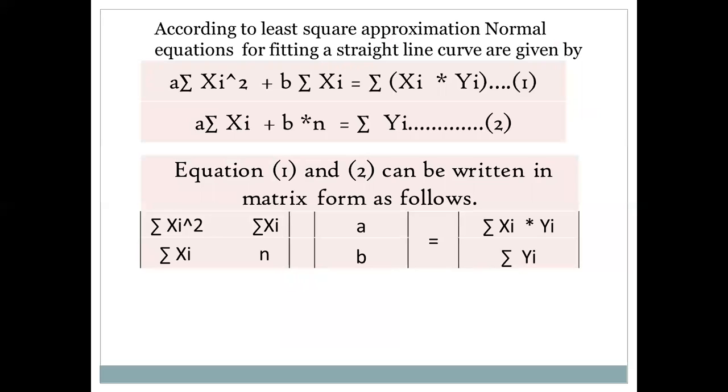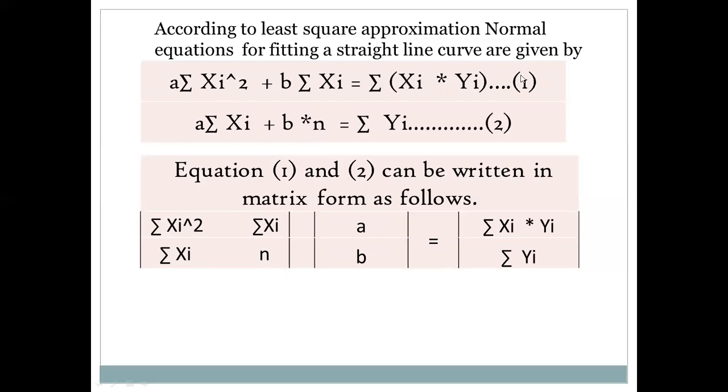So according to the least square approximation, normal equations for fitting a straight line curve for given data points is given by a sum of xi square plus b sum of xi equal to sum of xi into yi. This is equation 1. A sum of xi plus b into n equal to sum of yi is equation number 2. Here n is the total number of data points given in the problem and i starts from 0 to n minus 1.